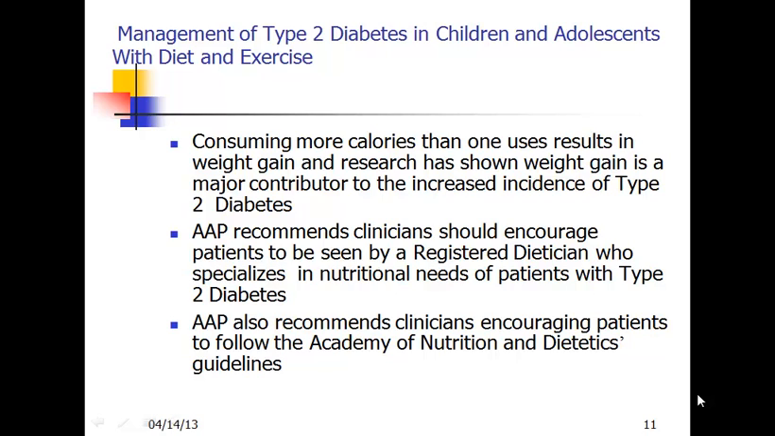The American Academy of Pediatrics recommends that physicians should refer their patients to a registered dietitian who specializes in the nutritional needs of children and adolescents with type 2 diabetes. The American Academy of Pediatrics also suggests that clinicians should incorporate the Academy of Nutrition and Dietetics Pediatric Weight Management Evidence-Based Nutrition Practice Guidelines, which describes effective, evidence-based treatment options for weight management. The American Academy of Pediatrics suggests that clinicians should encourage children and adolescents to follow the Academy of Nutrition and Dietetics recommendations for maintaining a healthy weight to promote health and help reduce obesity in this population.